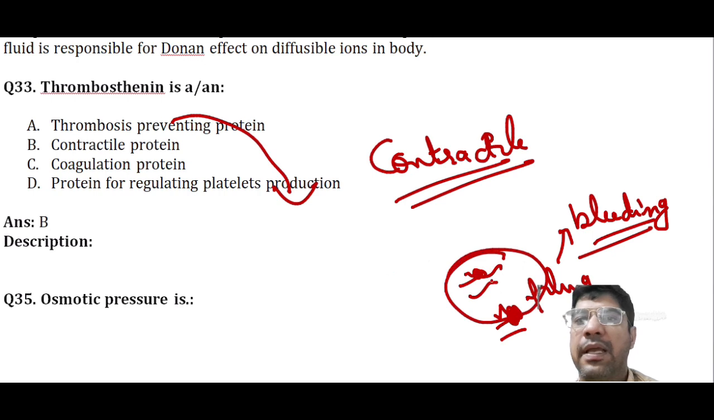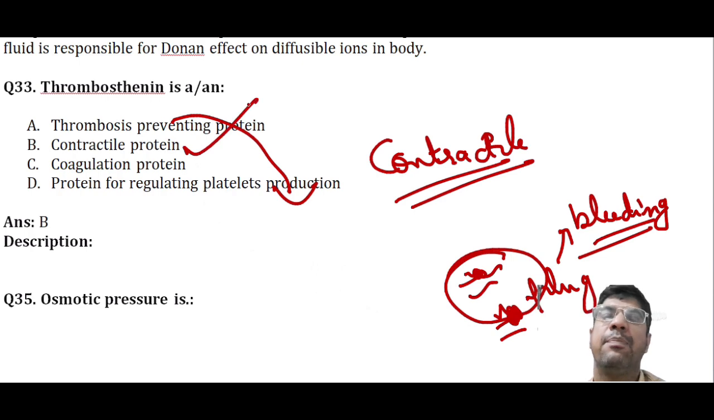This thrombostatin will promote the binding of platelets to each other. It's just like a glue that holds the platelets together and forms a stable blood clot. This aggregation of platelets is essential for forming a solid blood clot. So it is a contractile protein.